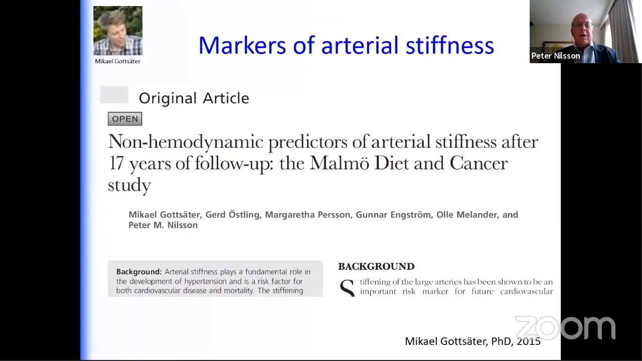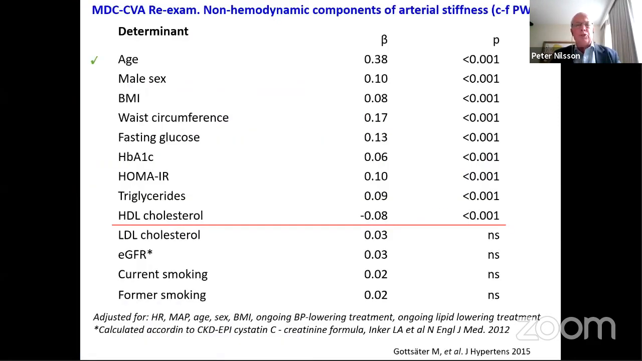Here is a study from Malmö to evaluate the non-hemodynamic predictors of arterial stiffness during a long-term follow-up. In summary, it was shown that there are two clusters of factors. One cluster here in green is related to arterial stiffness, arteriosclerosis, pulse wave velocity, but some other factors, in our opinion, are more related to atherosclerosis. This is to show that there are two entities, arteriosclerosis and atherosclerosis, with different background patterns of risk factors.